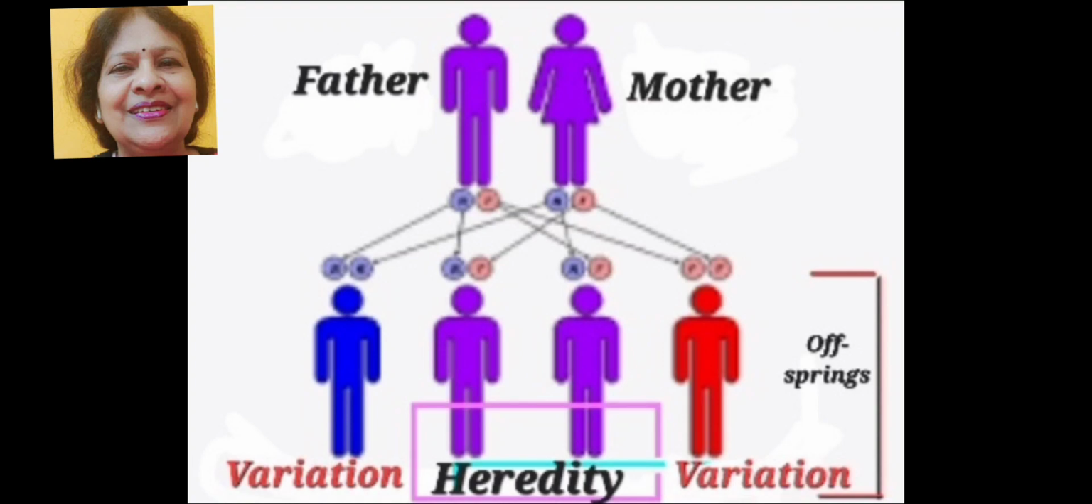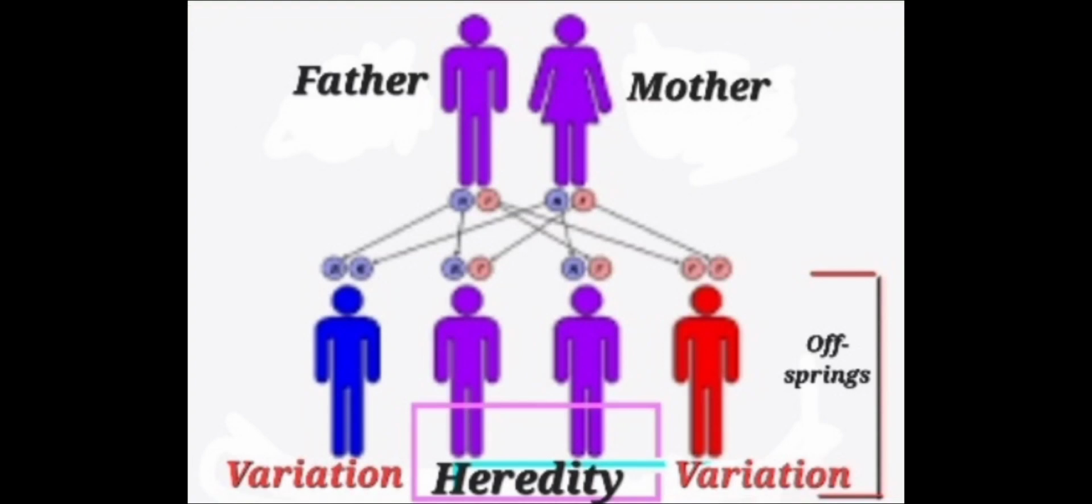But on the other hand, you are not identical to your parents, right? So, small differences among the individuals of the same species are called variation. These variations are a result of crossing over or mutations.